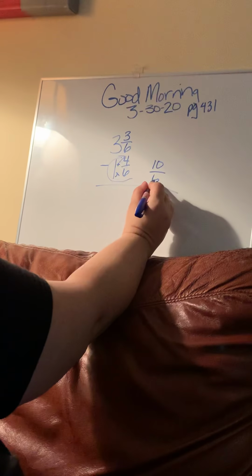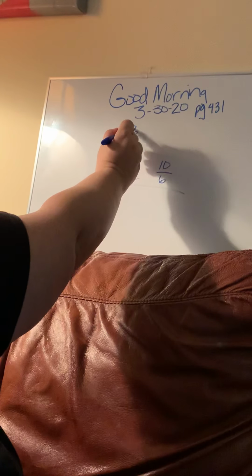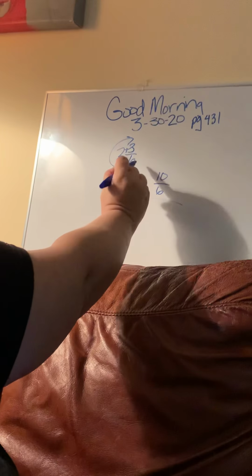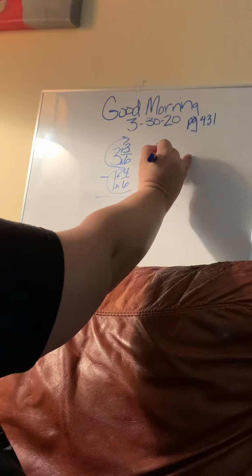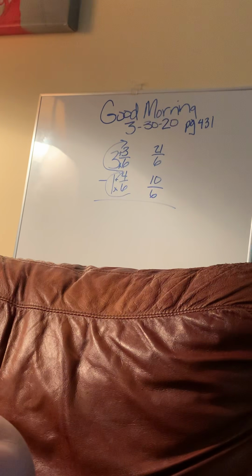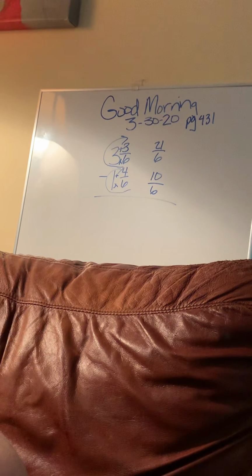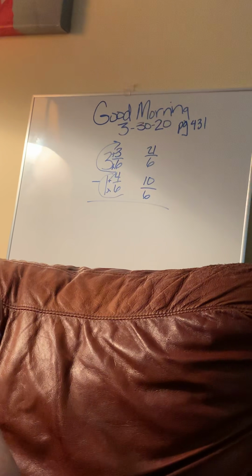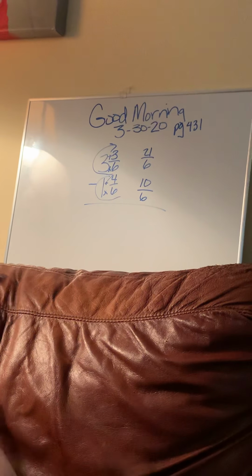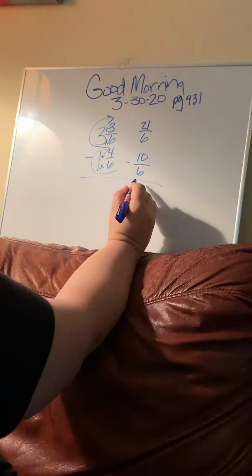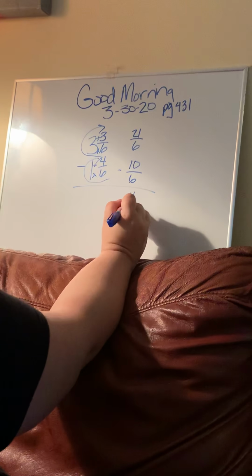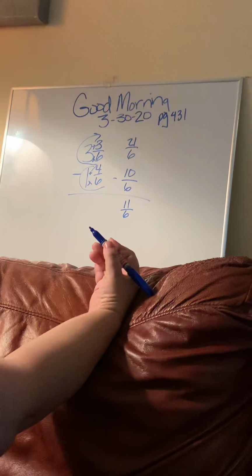If we do the same for this one up here, 6 times 3 is 18, plus 3 more is 21. And you can see that it's a lot easier to subtract this way, because everything's already lined up for you. So 21 minus 10 leaves me with 11 over 6. Then you just convert it.